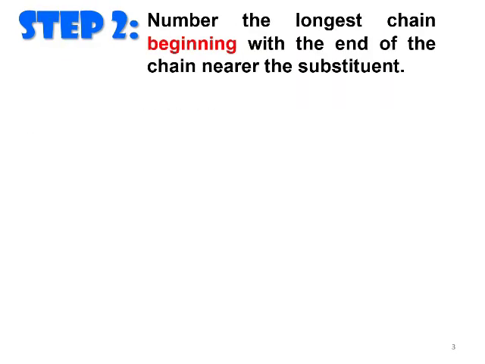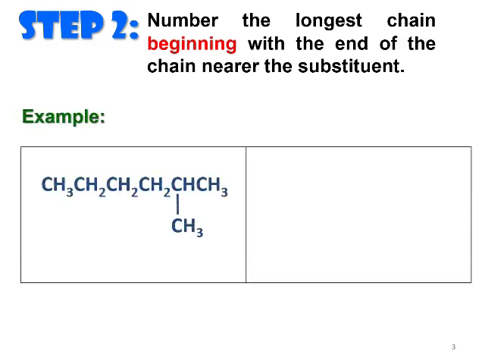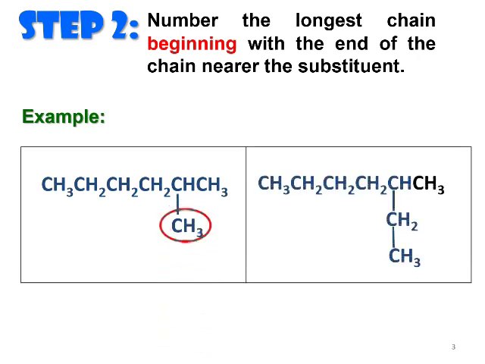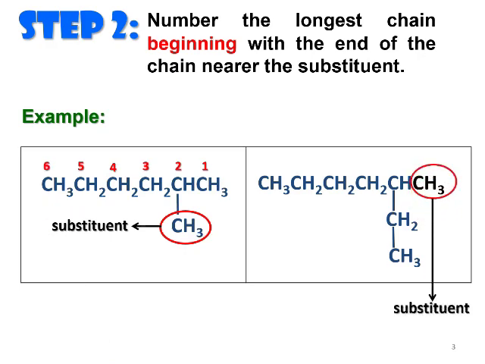Step number 2, number the longest chain beginning with the end of the chain nearer the substituent. Example, so the substituent at carbon number 2. Example number 2. So we start from the bottom because it nearer the substituent.